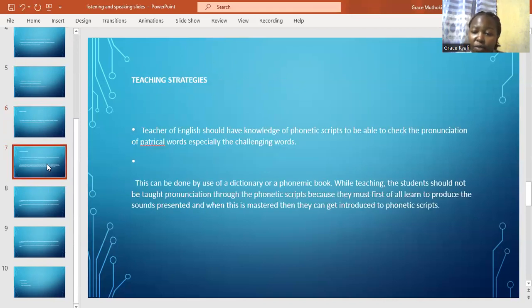From there, let's look at the teaching strategies that the teacher should use while teaching listening and speaking. The teacher of English should have knowledge of phonetic scripts to be able to check the pronunciation of particular words, especially the challenging words. This can be done by the use of a dictionary or a phonemic book. While teaching, the students should not be taught pronunciation through phonetic scripts, because they must first learn to produce the sounds presented, and when it is mastered, then they can be introduced to phonetic scripts.